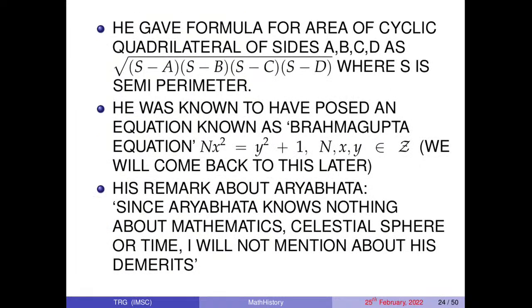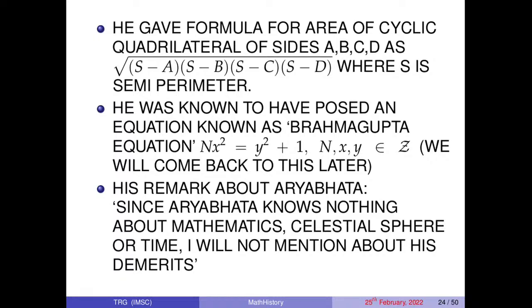And he was the first person to give a formula for a cyclic quadrilateral, which is a well-known formula which students use even now, which is given here, where s is the semi-perimeter. And the most important thing, this is what I'm going to stress as his greatness. He gave an equation, nx square plus 1 is equal to y square, where n, x and y are integers. It's a Diophantine equation. This equation was given by him. Remember this, I will come back to this again and again, at least once later.